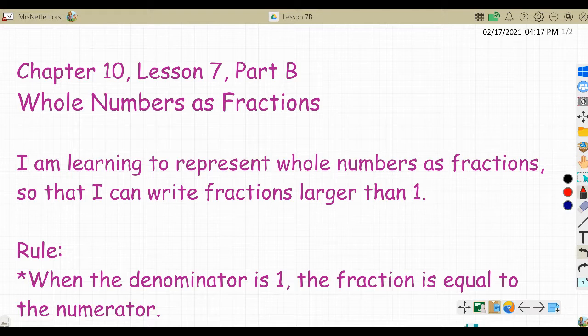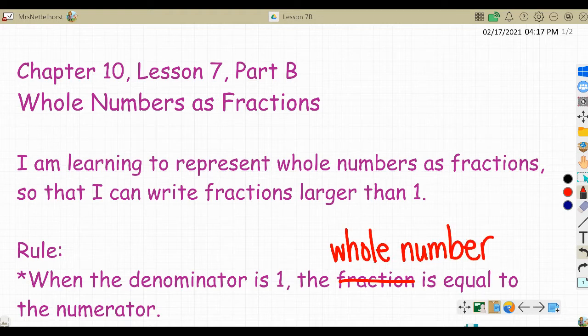Let me fix that really quickly. The whole number. Sorry about that. Okay, so moving right along. So when the denominator is 1, the whole number is equal to the numerator.